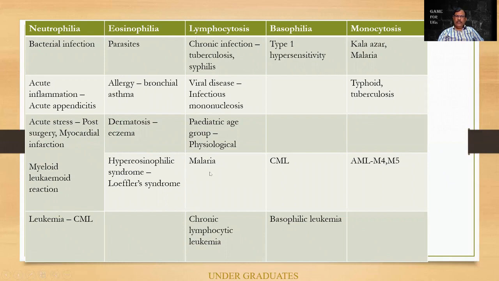Please do not mix up. Don't answer one for the other and lose the marks. Monocytes are found in Kala-azar, malaria, typhoid, tuberculosis, etc. And they can also be found in myelomonocytic leukemia and monocytic leukemias. This is a very important chart. You will have to simply sit and learn it by heart, nothing else.